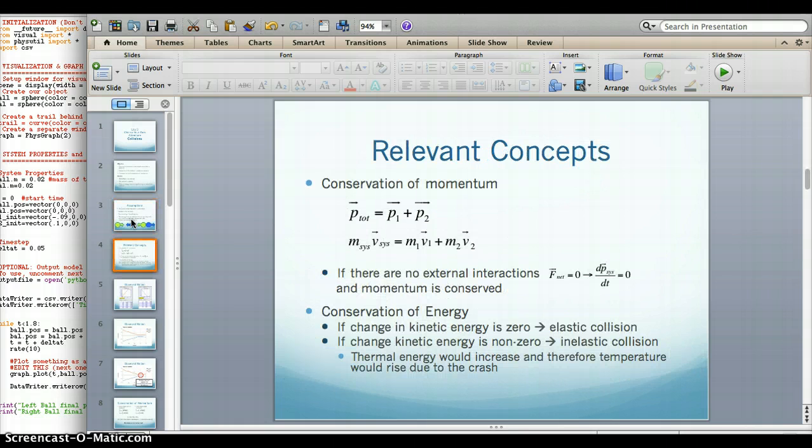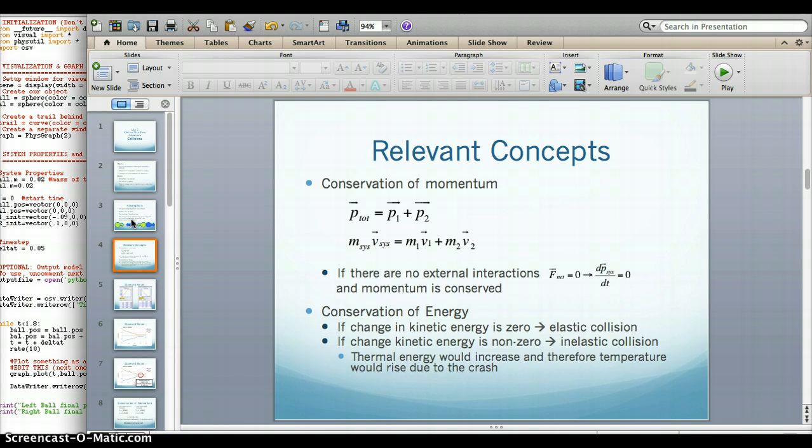Some relevant concepts that we need to understand the problem. Conservation of momentum. Conservation of momentum states that the total momentum before the collision must equal the total momentum after the collision. If there are no external interactions, then F net will equal 0. And thus, according to the momentum principle, dp/dt will also equal 0, and thus momentum is conserved.